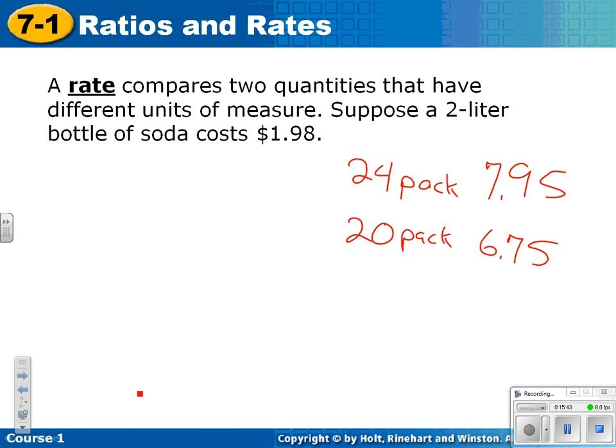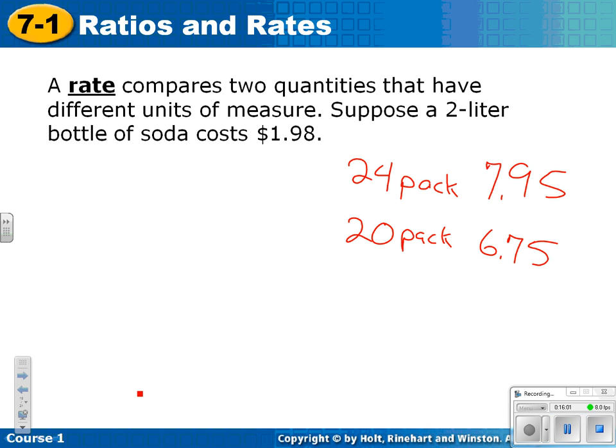Are they the same? They might not be. How do I know what the better deal is? I have to figure out the rate. I've got to figure out how much it costs per can.